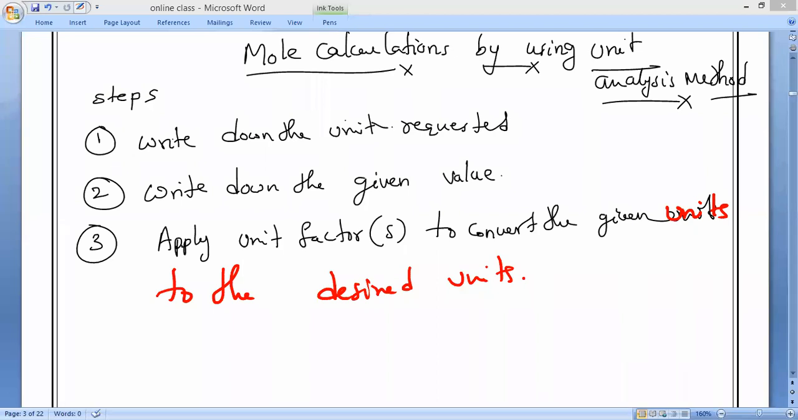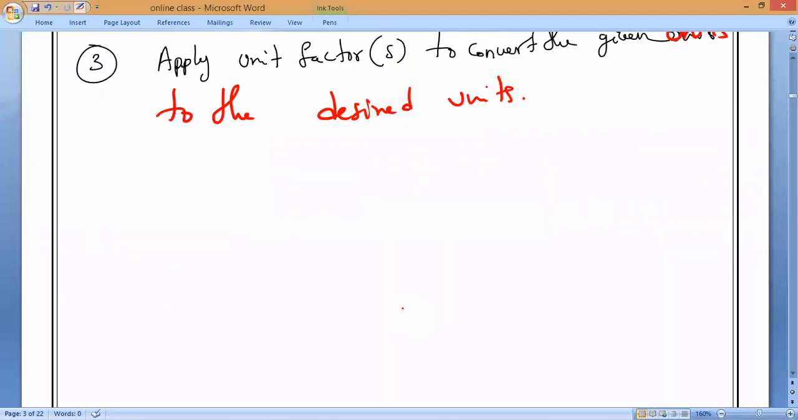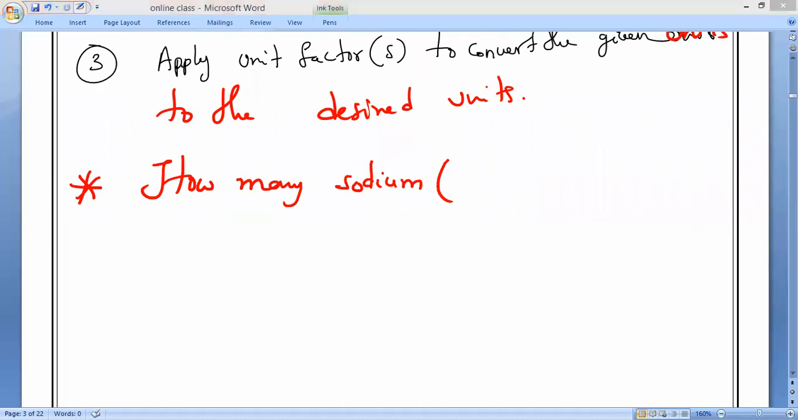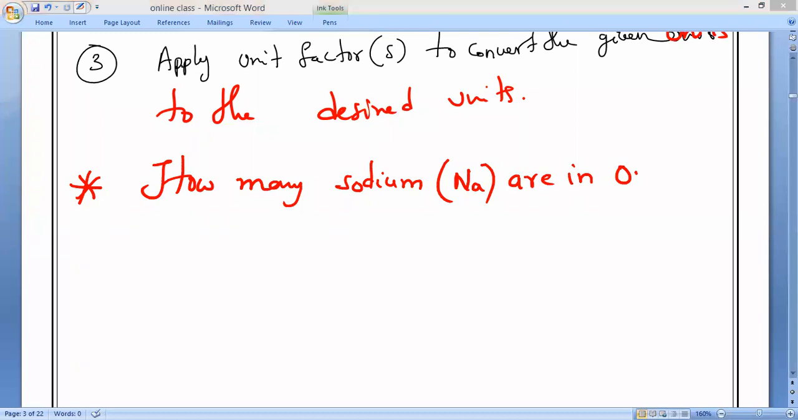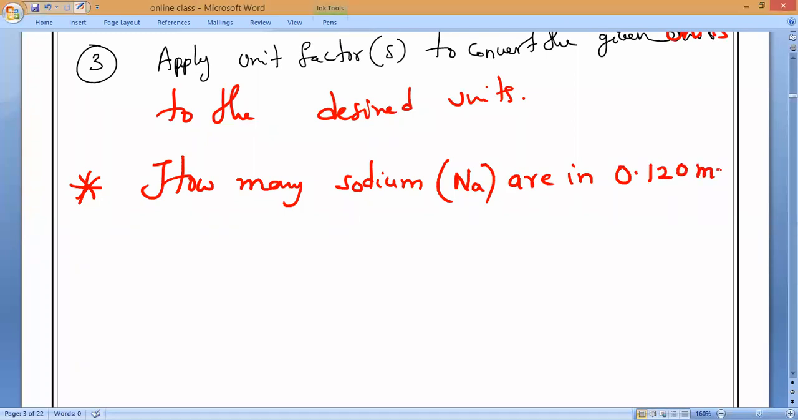Write it now. How many sodium atoms are in 0.120 mole of Na? First question, guys. Sodium means what is the symbol? Gokul, Akilan, sodium means Na. So how many sodium atoms are in 0.120 mole of Na? Na means sodium.